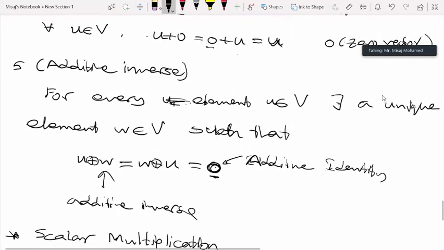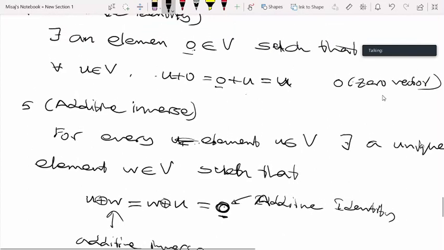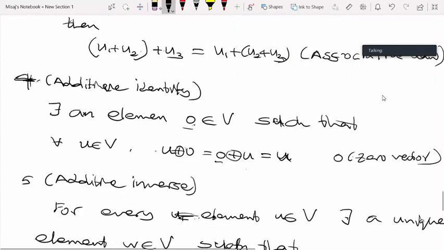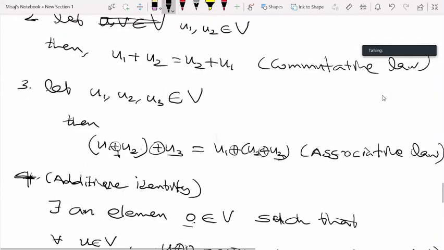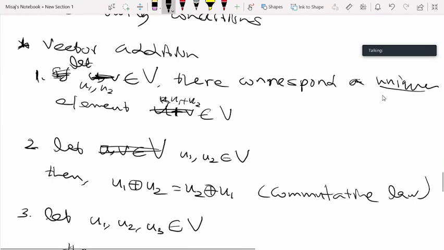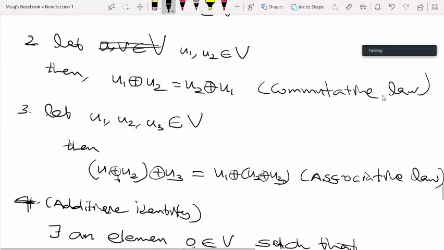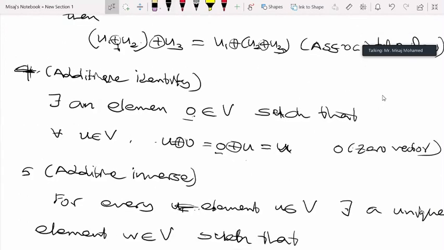I will put it like this. This is vector addition. So now you can think of it, right? This is not a normal addition, it is vector addition, right?